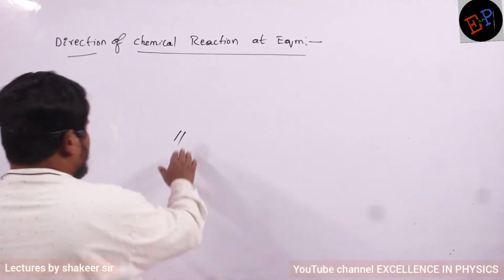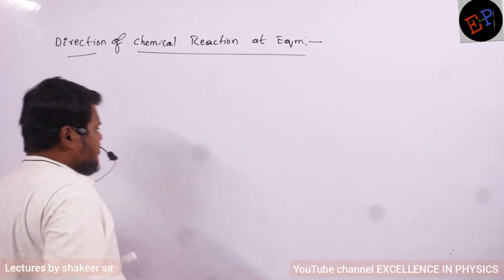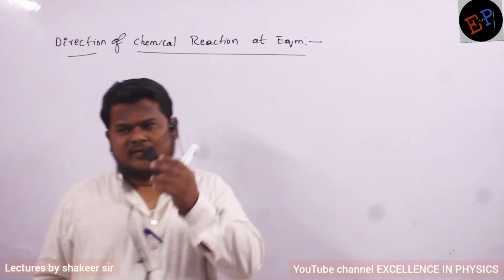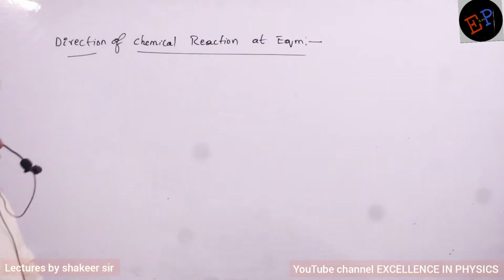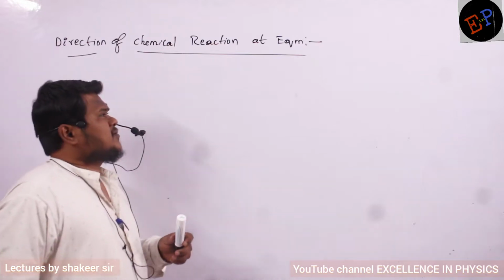Okay. So the next concept which we are studying is direction of chemical reaction at equilibrium. So what is meant by equilibrium we have studied in the last class.